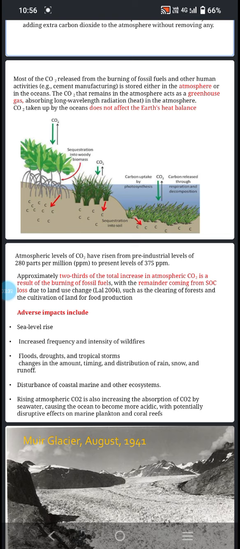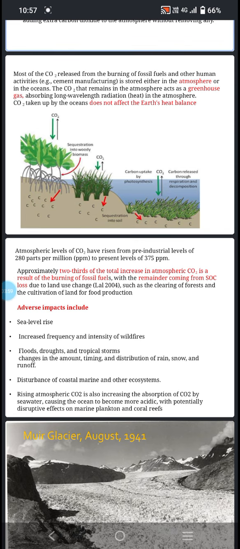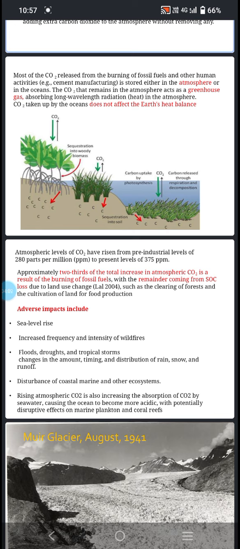The clearing of forest, that is deforestation, and cultivation of land for food production lead to carbon dioxide emission. Adverse impacts due to carbon dioxide emissions include sea level rise, increased frequency and intensity of wildfires, floods, droughts, and tropical storms, and changes in the amount, timing, and distribution of rain, snow, and runoff. Coastal, marine, and other ecosystems are also disturbed.